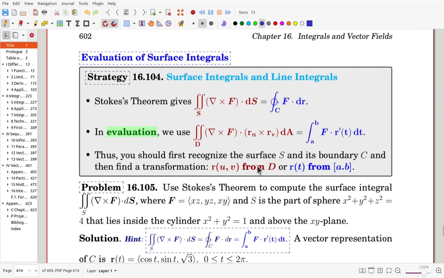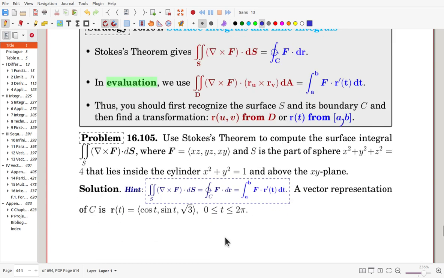For this side, you have to find a transform from a region D, as a function of two variables, u and v. And for that one, you have to find a and b, from a to b, and r of t. So you can use the other one to evaluate one of them.